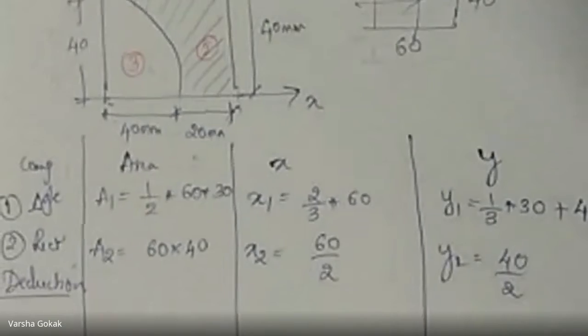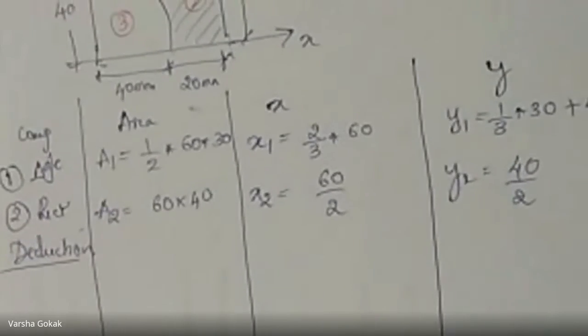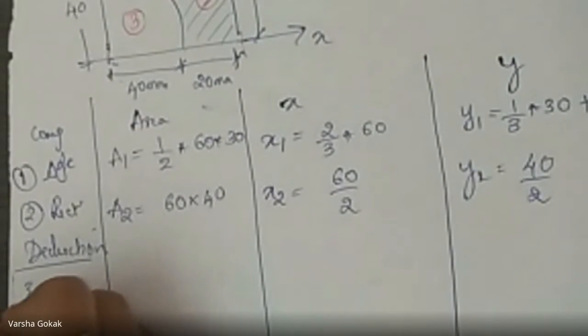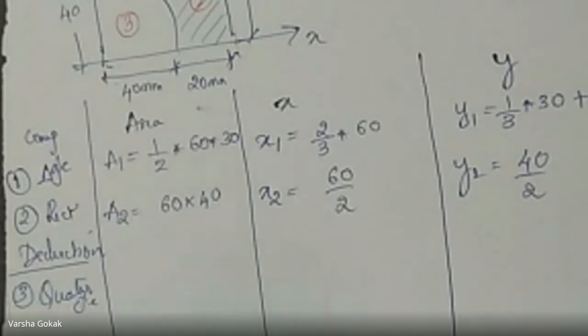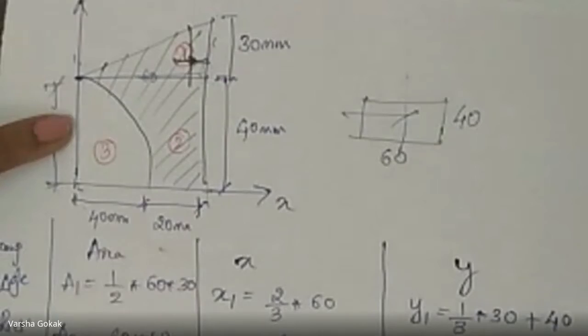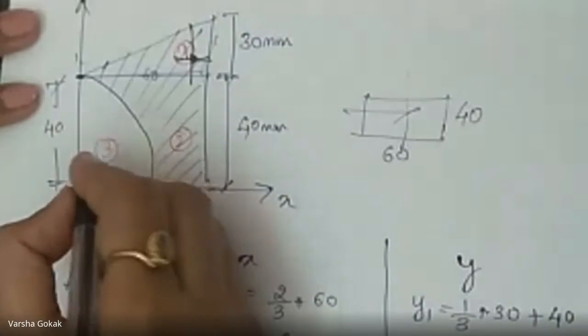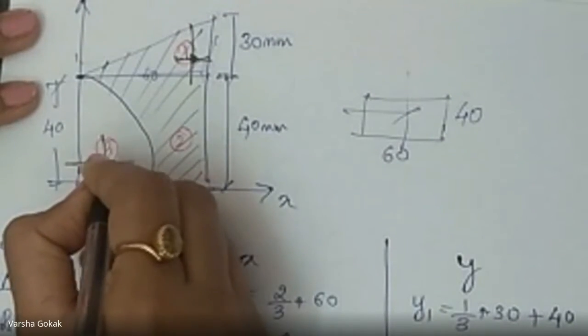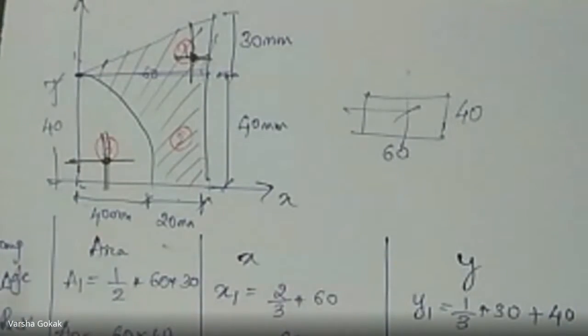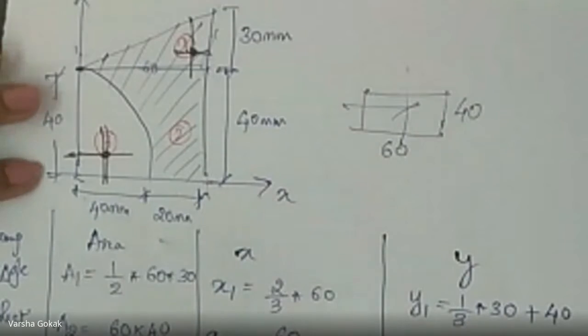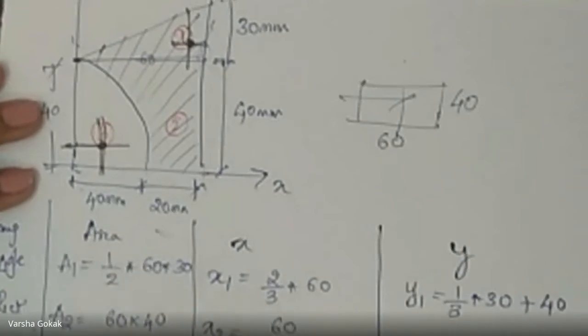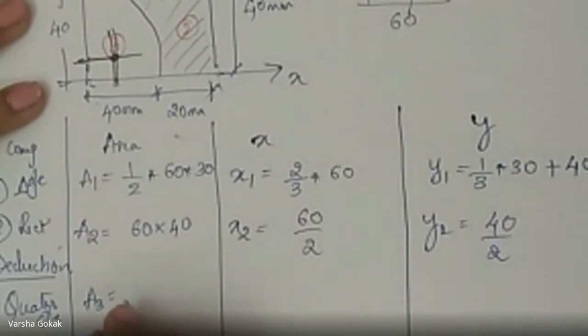Then we will do the deduction. While doing the deduction, the quarter circle goes in. Deduction will have a quarter circle. I will mark the quarter circle CG. This is the CG of the quarter circle, correct? And we know the values. This is 4r by 3 pi, 4r by 3 pi. Before that, when I write A3, I have to write it with a negative sign.